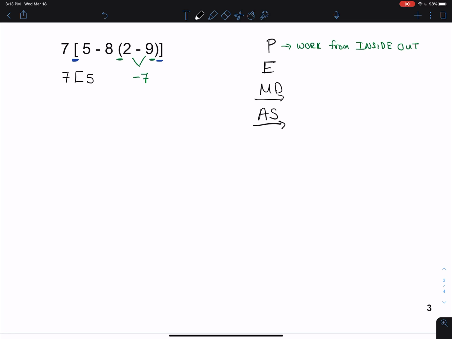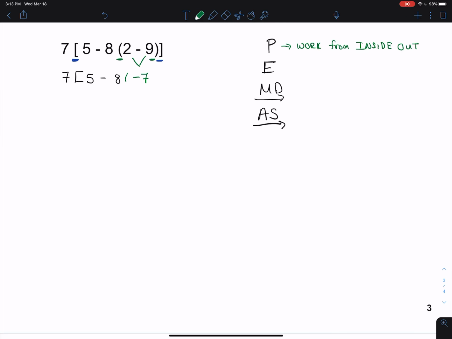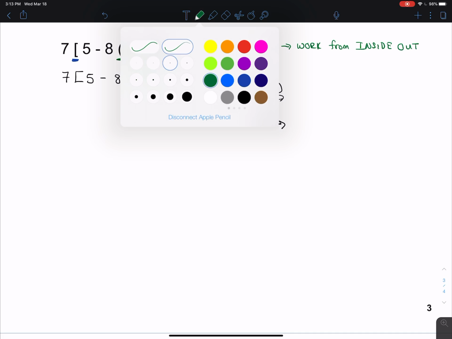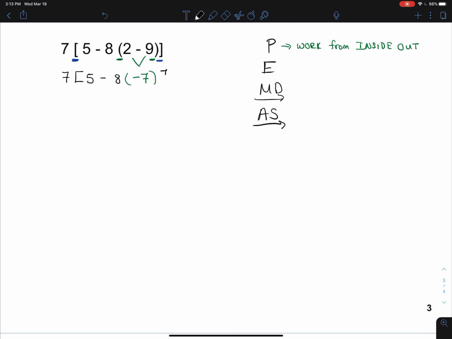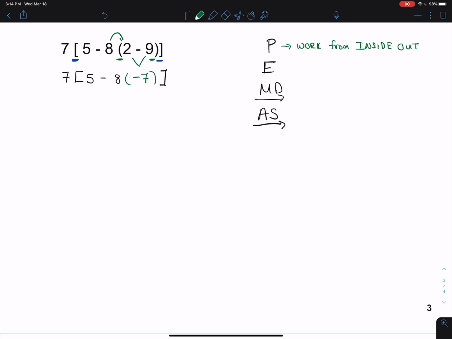Now notice I have this 5 minus 8, and then it's those parentheses, 2 minus 9. I have to keep those parentheses there, because in this case, those parentheses are serving two purposes. They're telling me that I need to do the 2 minus 9 first, but they're also telling me right here that it's 8 times that entire thing.